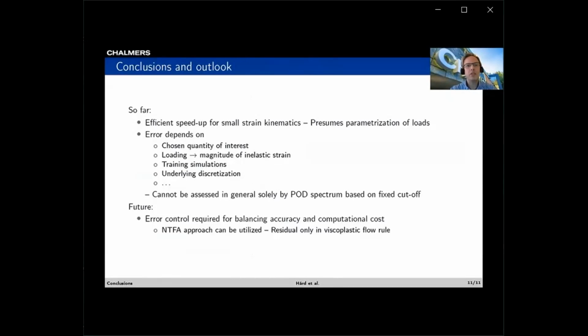The error depends on a large amount of variables, and it cannot in general be assessed by the POD spectrum. Therefore, future development concerns the a posteriori error estimation for reliable error control. And in this case, based on the NTFA approach, we will use the fact that the residual resides only in the viscoplastic flow rule. Thank you for your kind attention.